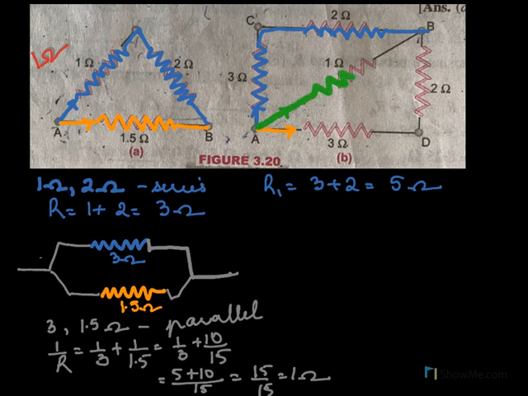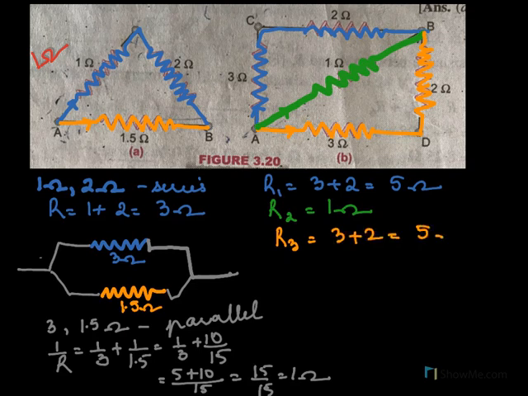Now let's go to the next. We have the second one. The second is made up of only 1 resistance, and that is 1 ohm. So your R2 equals 1 ohm. And then the third is made up of 3 ohms here and then 2 ohms here, with the same current flowing through 3 and 2. So R3 is 3 plus 2, that is 5 ohms.